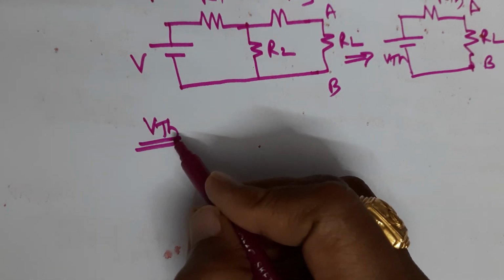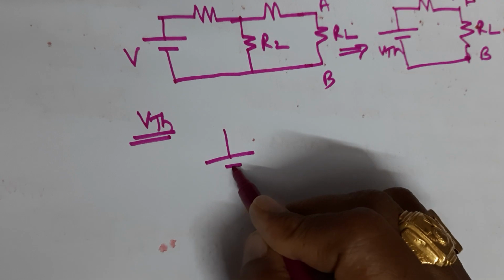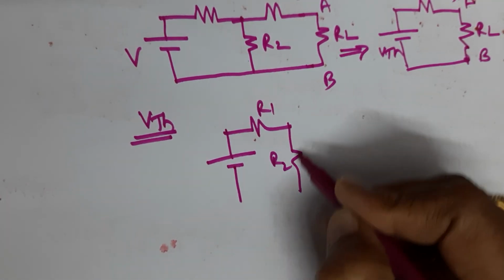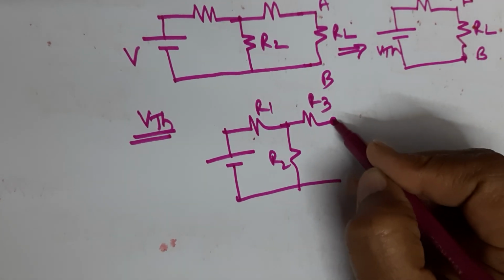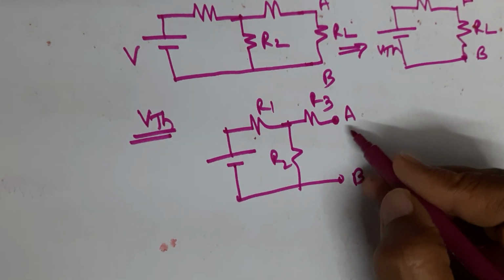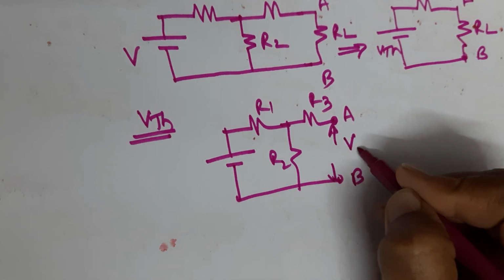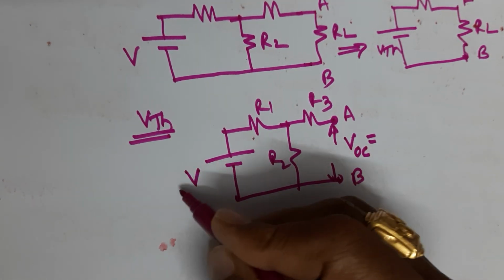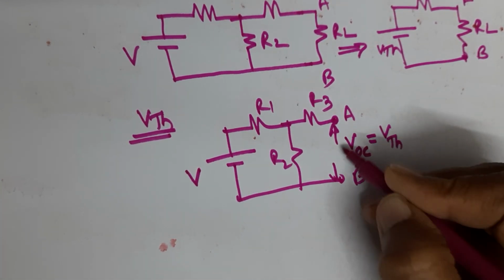So in order to calculate VTH, from the given network, remove the load resistance. Where is the load resistance? The load resistance is across the terminals A and B. We have to remove the load resistance. Once we remove it, there will be some open circuit voltage that we are going to find out with the source voltage, that is VOC equal to VTH.